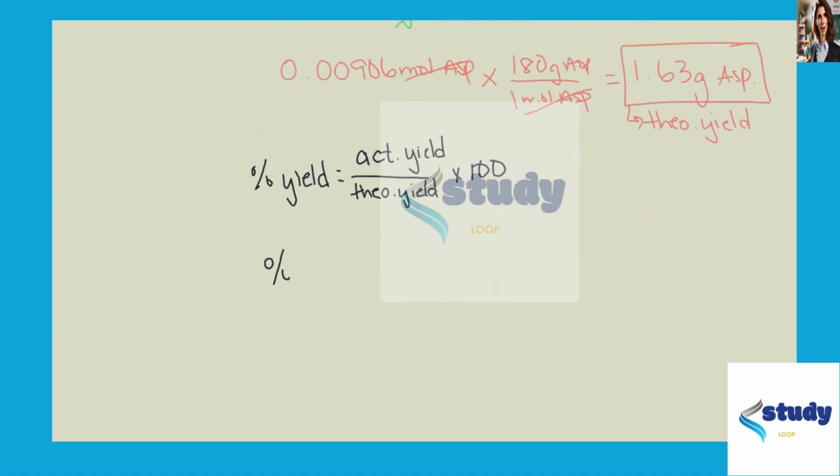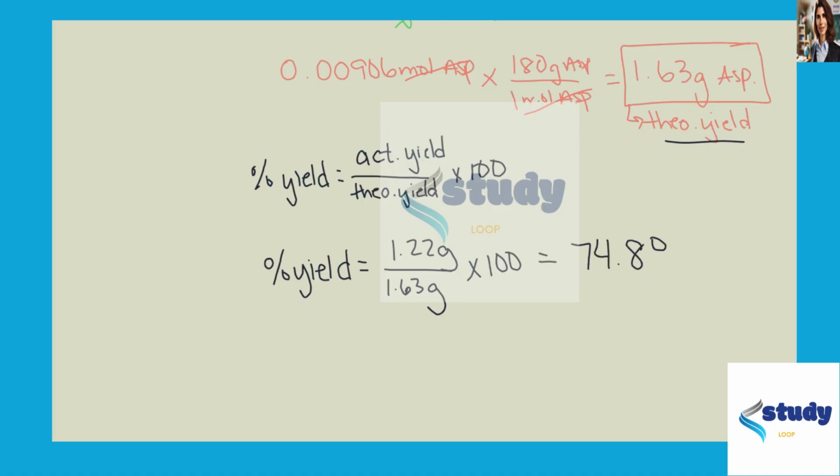So our percent yield is going to be equal to our actual yield, which is 1.22 grams, divided by our theoretical yield, which is 1.63 grams, times 100. Type that into your calculator, and your percent yield should be 74.8%.